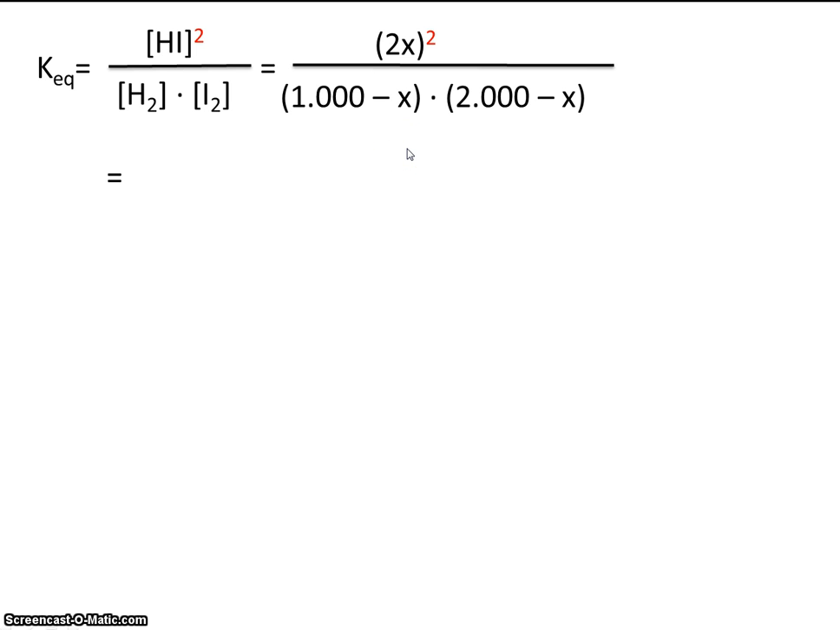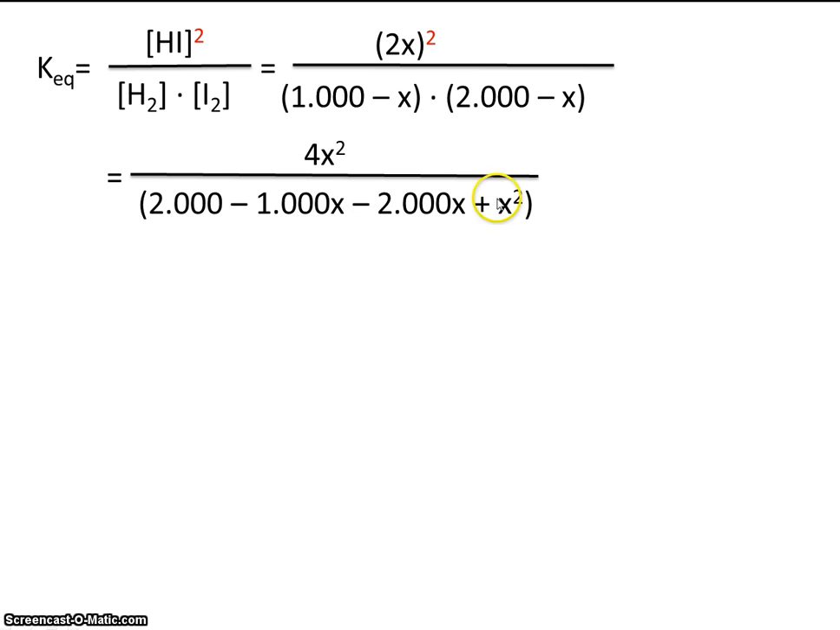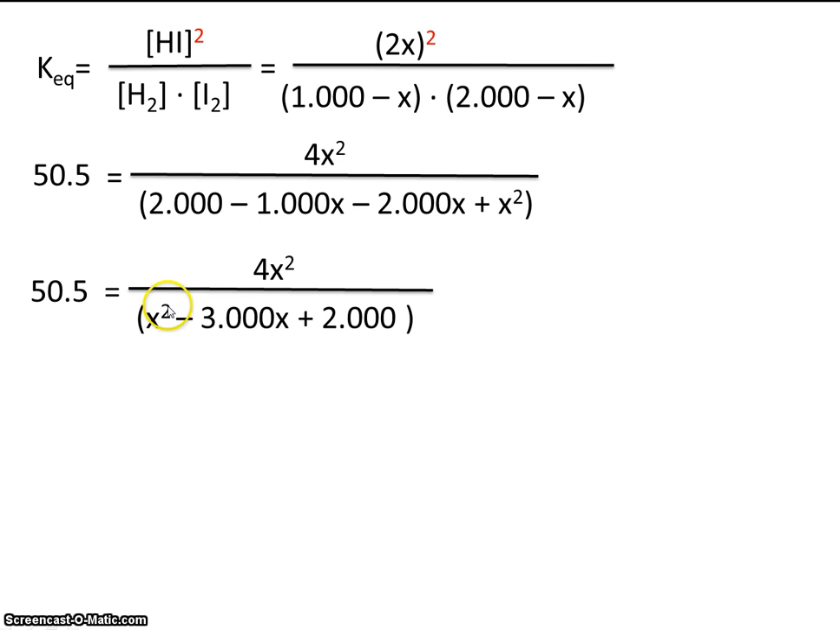So let's go ahead and simplify 2x squared. 2x squared is 4x squared. And then in the denominator, all we've done is we've FOILed this. Remember, first, outside, inside, last. And then KEQ, that was given to us. It was 50.5. Okay, so our next step would probably be to simplify this denominator. If we have minus 1x and minus 2x, that can simplify, of course, to minus 3x.